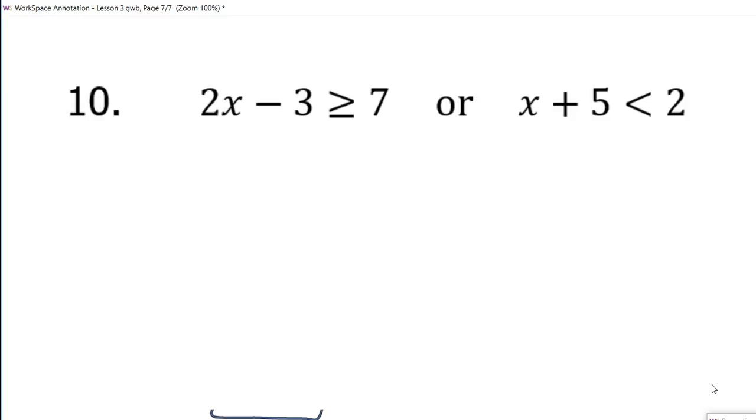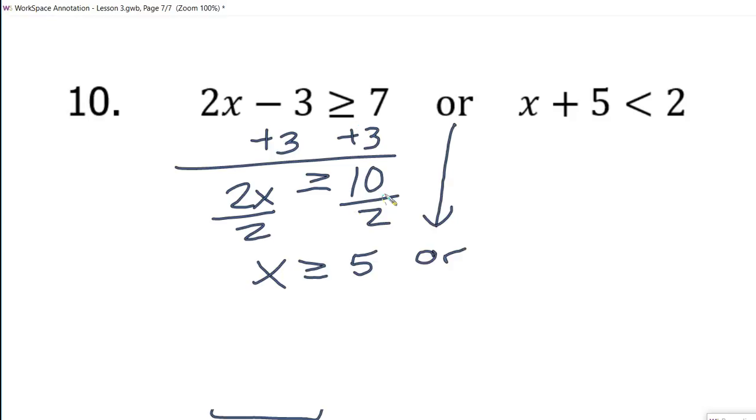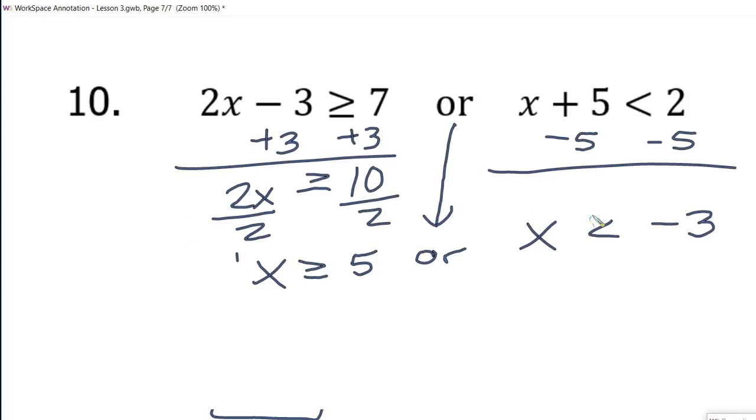Number 10, solving the first one. What would be the first step? Add 3 to both sides. 7 plus 3. Divide both sides by 2. X is greater than or equal to 5. Make sure you drop down the word or. You have to have that word or in your answer to get credit. And over here, the opposite of plus 5, subtract 5, so that gives us x is less than, what's 2 minus 5? Negative 3.